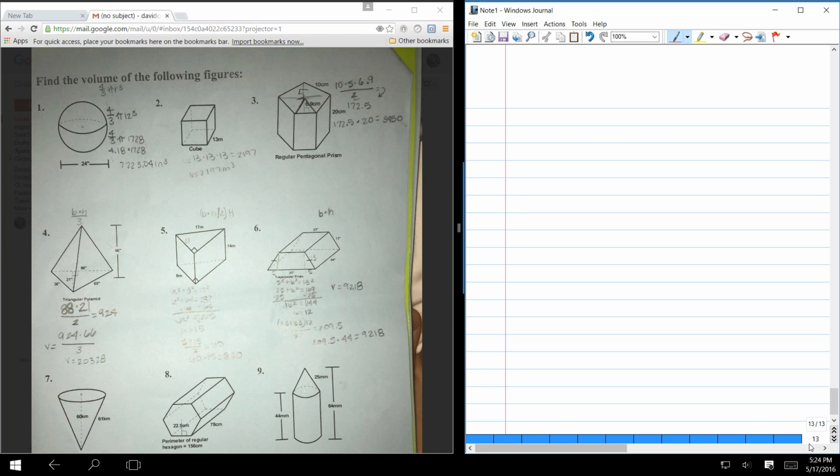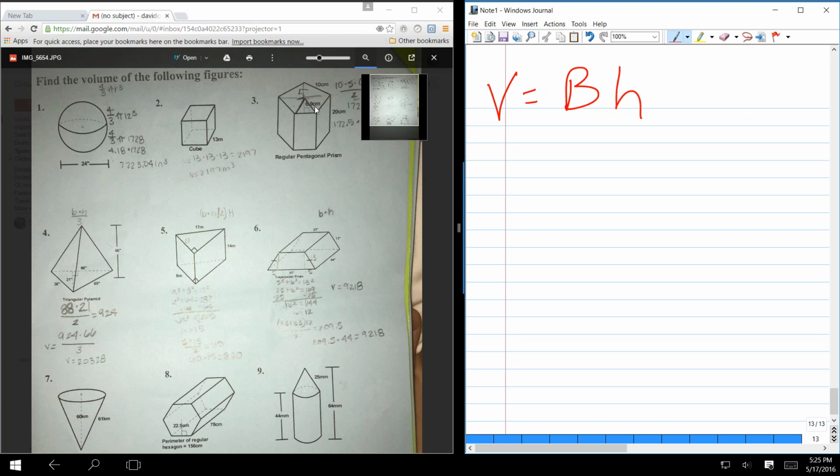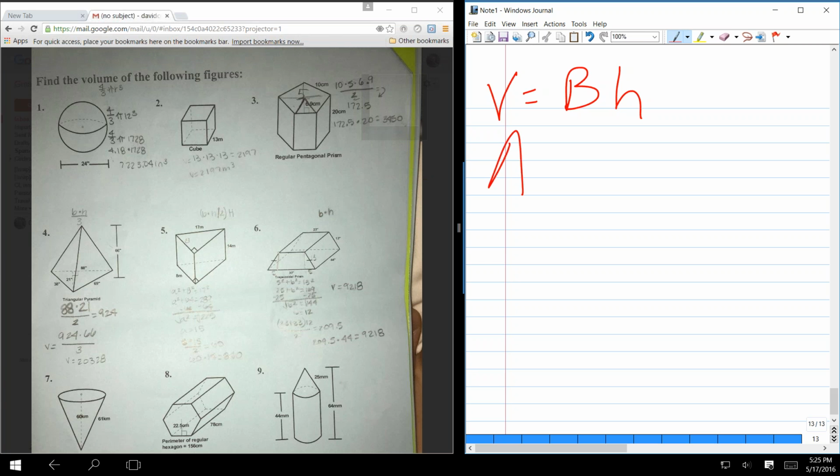A regular pentagonal prism. What is the volume of a prism? Any prism. Capital B times H. And capital B is the area of the base. All prisms are going to have, like I said, two opposite, equal, and parallel bases. So we need the area of this base. What is the area of that?